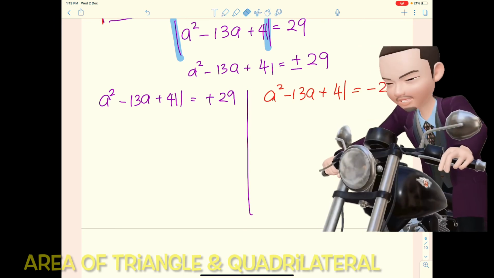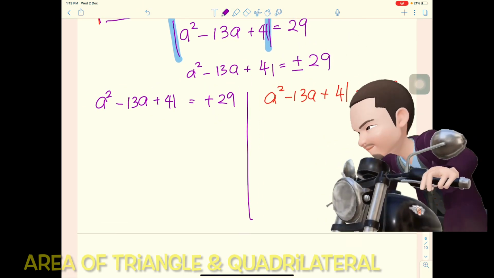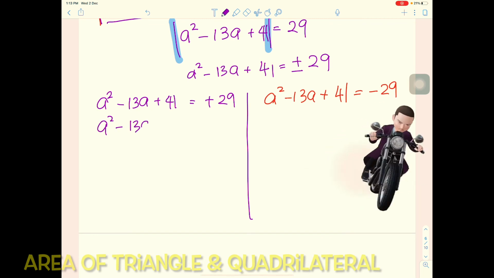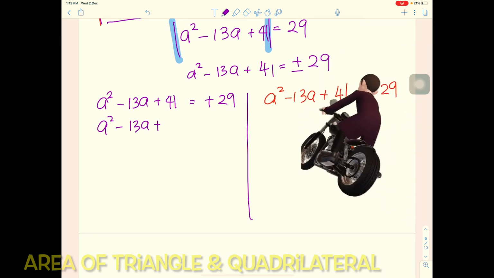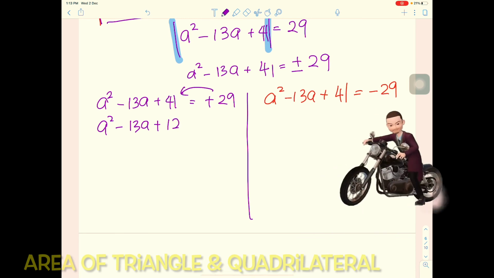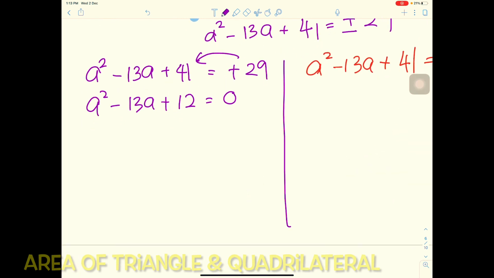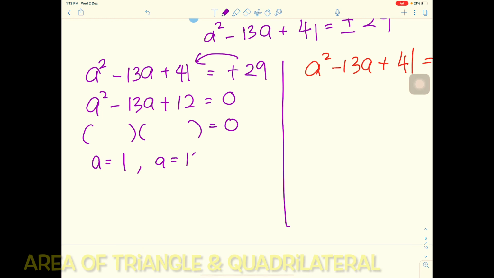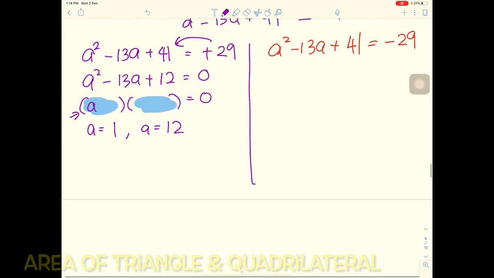Then continue by using the calculator. A squared minus 13A plus 41 minus 29, bringing it to the left, so 41 minus 29 equals plus 12, equals 0. Using the calculator, first write down the empty brackets, then find the value of A using the app in the calculator, so you get A equals 1 and A equals 12. Then fill in the brackets, otherwise your method will be wrong. So A minus 1 and A minus 12 equals 0. So the answer is 1 and 12.